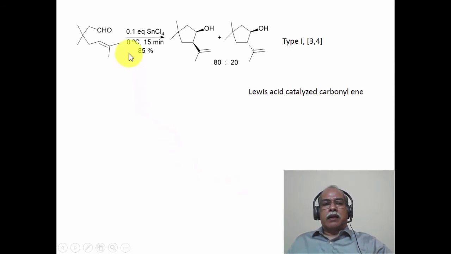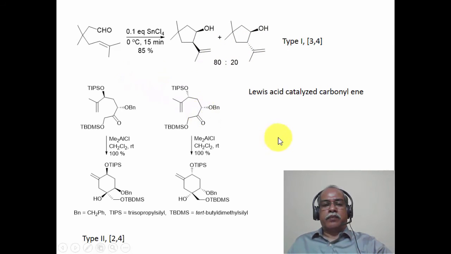Lewis acid catalyzed intramolecular carbonyl ene reaction is shown here. This is a 3,4 type 1 kind of an ene reaction. Tin essentially coordinates to the oxygen of the carbonyl functional group, and the hydrogen from this methyl group is transferred onto the oxygen, resulting in the formation of a carbon-carbon bond between these two carbons, resulting in a cyclopentanol kind of structure. Cis-trans isomers, diastereo isomers, are formed in about 80:20 ratio in this particular case.